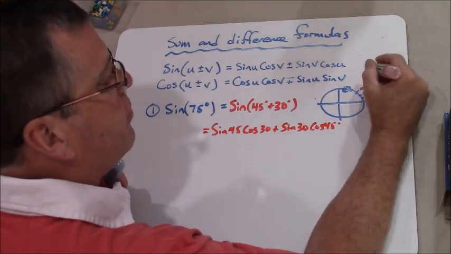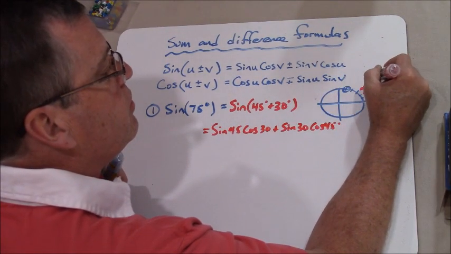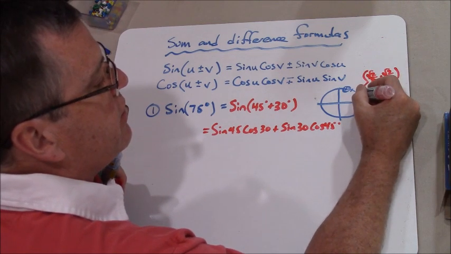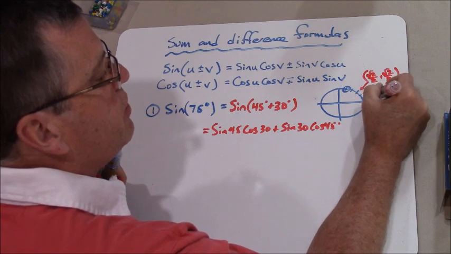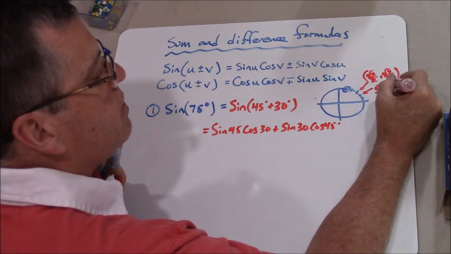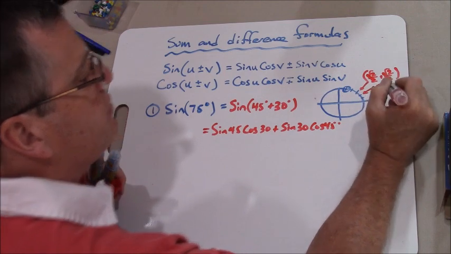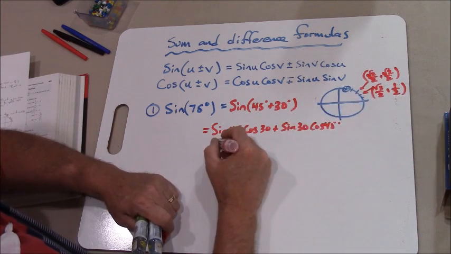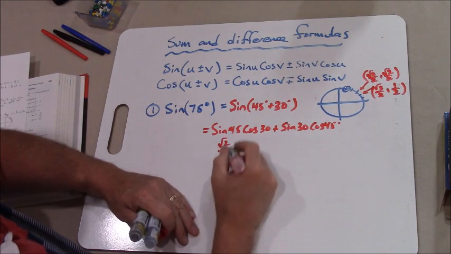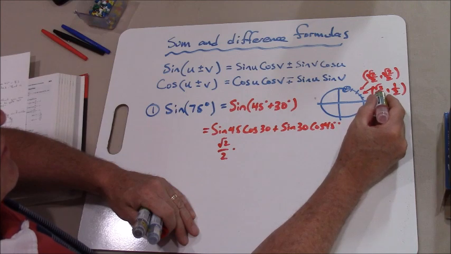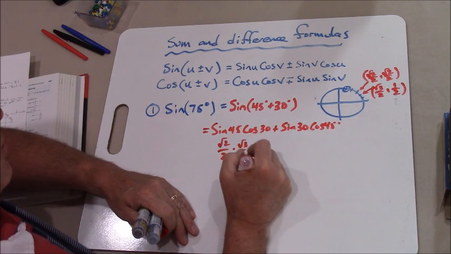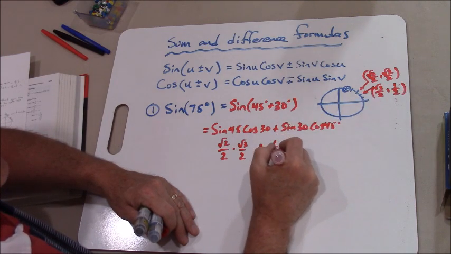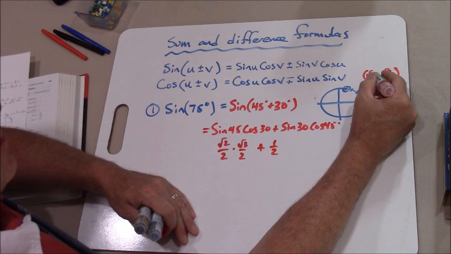And I know the coordinates for 45 are going to be root 2 over 2, comma, root 2 over 2. The coordinates for 30 degrees, that does not look like the halfway point, so that's root 3 over 2. This over here does, so that would be 1/2. All right, so the sine of 45 degrees is the y-coordinate. That's root 2 over 2. Cosine of 30 is the x-coordinate. That's root 3 over 2. Plus, sine of 30 would be 1/2. Cosine of 45 is root 2 over 2.